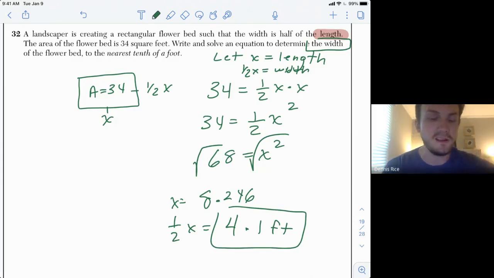Whatever comes at the end is your variable. Relate the other one to it. I created my equation using my area formula, length times width. X times x is x squared. Get rid of the half by times 2, square root.